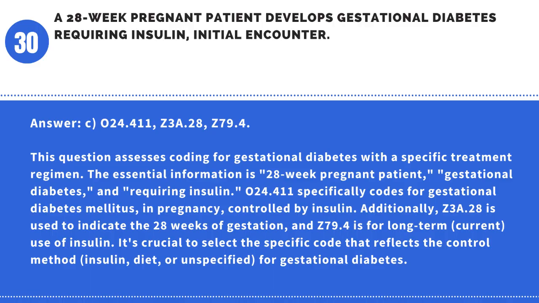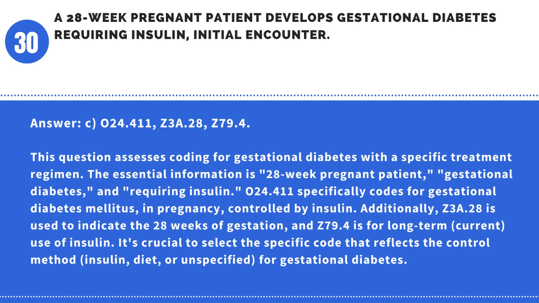This question assesses coding for gestational diabetes with a specific treatment regimen. The essential information is 28-week pregnant patient, gestational diabetes, and requiring insulin. O24.414 specifically codes for gestational diabetes mellitus in pregnancy controlled by insulin. Additionally, Z3A.28 is used to indicate the 28 weeks of gestation, and Z79.4 is for long-term, current use of insulin. It's crucial to select the specific code that reflects the control method: insulin, diet, or unspecified.